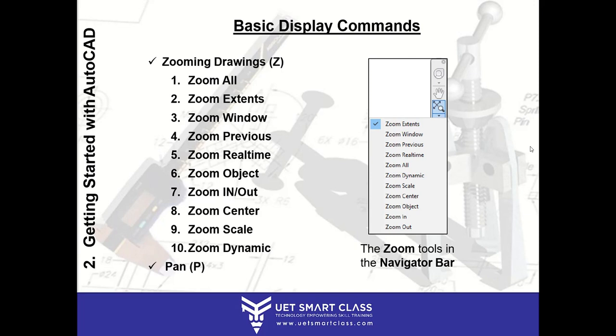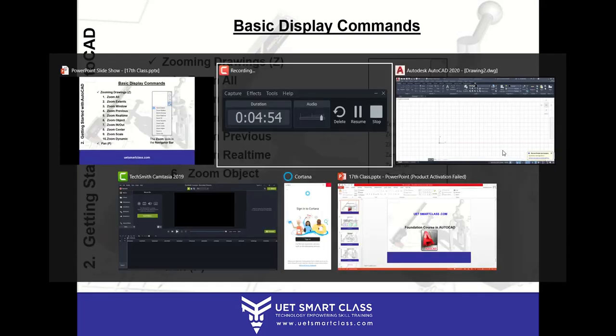Or otherwise, you can go to the navigation bar on your screen and click on different options. The zoom tools are included in the drop down menu of this icon. And then there is a list of it, whichever you want to use. Like we have zoom extents, zoom window, zoom previous, zoom real time, zoom all, zoom object, zoom in and out, zoom center, zoom scale, zoom dynamic. And the most important tool, which is pan also. Pan is also a display command. So let's move on to our AutoCAD.